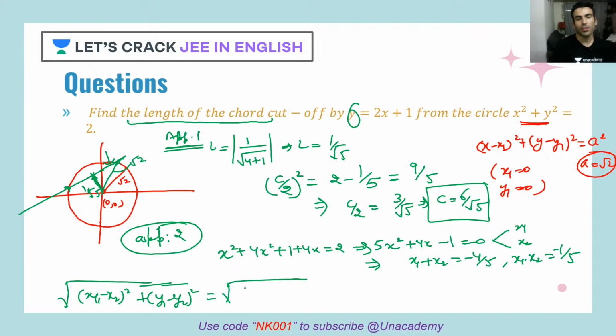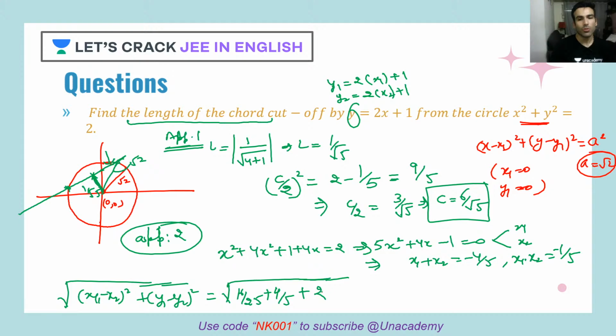So x1 minus x2 whole square is x1 plus x2 whole square minus 4 times x1 into x2, correct? So let's do that. x1 plus x2 whole square is 16 by 25, minus 4 times x1 into x2, so this will be plus 4 by 5. Okay, now let's talk about y1 minus y2. You can easily calculate that. Let's say y1 is twice of x1 plus 1, and y2 will be twice of x2 plus 1. You can subtract. So y1 minus y2 will be twice of x1 minus x2.